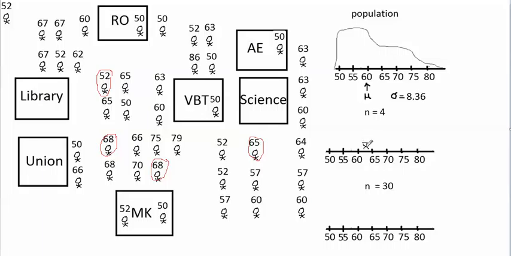So this is the outcome of our study. We would say that the mean of our sample came out to 63.25, and that's our estimate of what the population mean equals. That's our estimate of the mean height of the university.